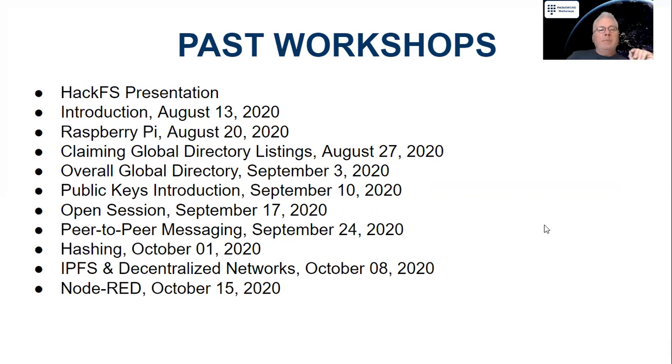We've talked about Raspberry Pis, how do you claim a global directory listing, the overall global directory construct, public keys, how does that fit into it? We had an open session. We talked about peer-to-peer messaging, which we're currently running using elements of the global directory. We talked about hashing, IPFS, and decentralized networks. And today we're talking about this piece called NodeRED.